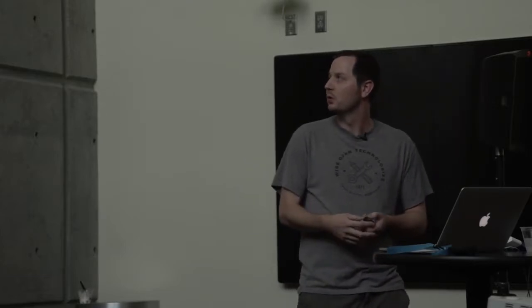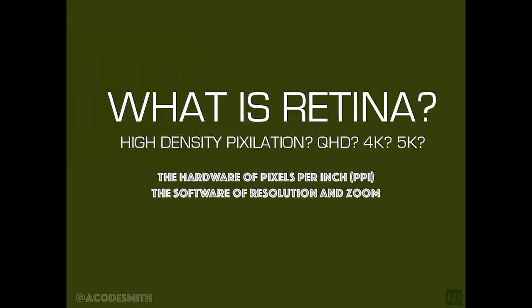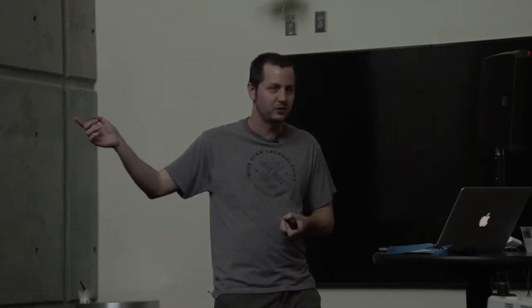So what is Retina? High density pixelation, QHD, 4K, 5K. You've probably heard all these terms thrown out at you. That video we just watched was one of the most high-def mobile phones out right now. It's quad HD, so it's actually four HD screens on one mobile phone. So what does that actually mean? It's basically two things: it's the hardware and it's the software.